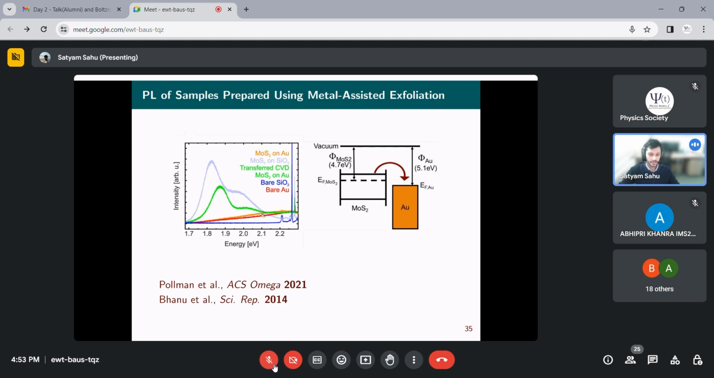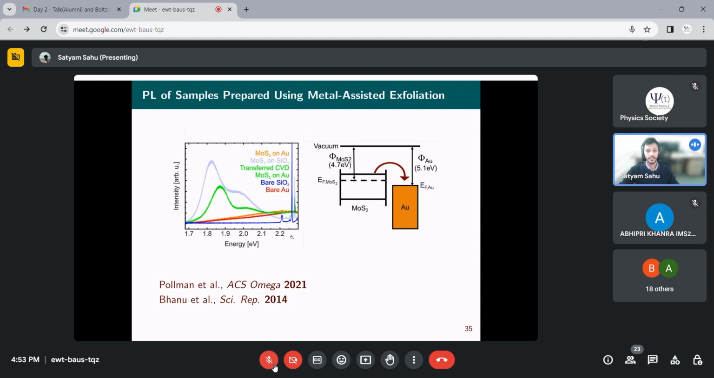This was nicely explained by the theory of charge transfer. In MoS2 you excite the carriers from the valence band to the conduction band, and because of the difference in the work function of the two systems, the charges go from the MoS2 side to the metallic side, to gold, and as a result you don't have any electrons here to recombine with the holes and emit light. That's why we do not see any emission from MoS2 on gold.